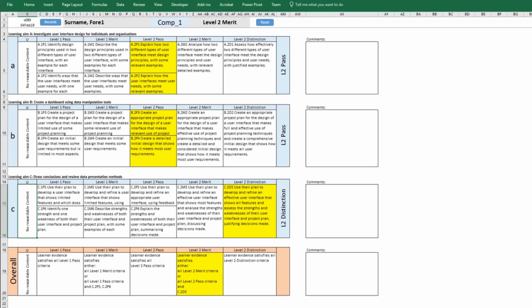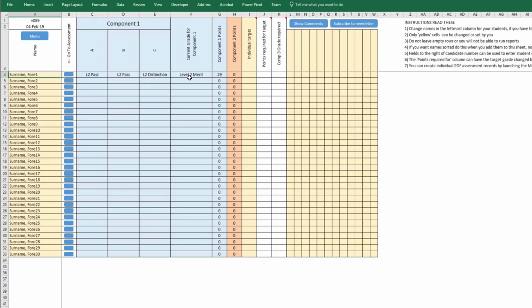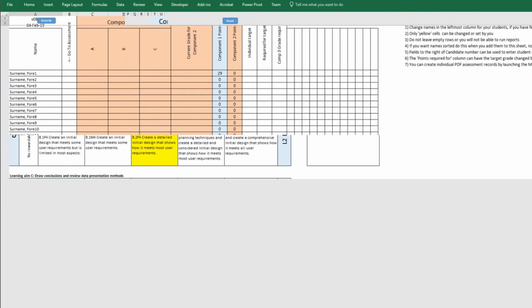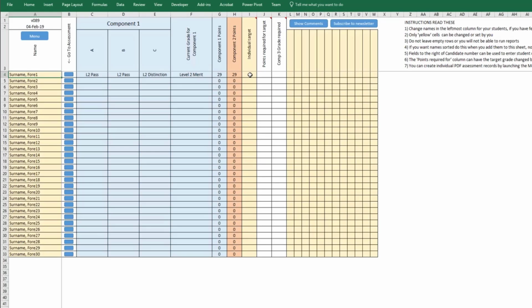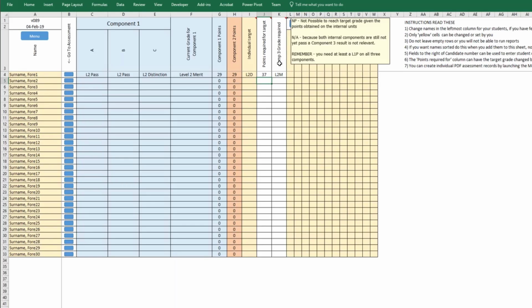So when you go back to records here, this level 2 merit is now in that student's record for component 1. And now they can go to component 2. Let's get a level 2 merit there as well. We go back. So if we say the individual target is a level 2 distinction, then in order to get that, they need 37 points from component 3, which is a level 2 merit. And then they get a level 2 distinction overall. So that's a little tool that can be used.